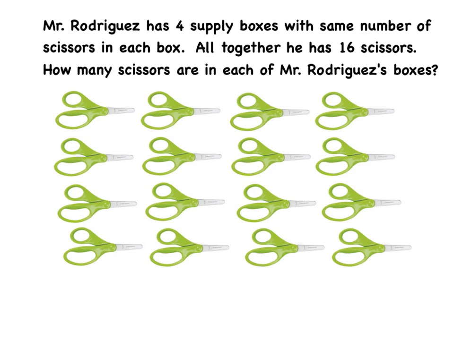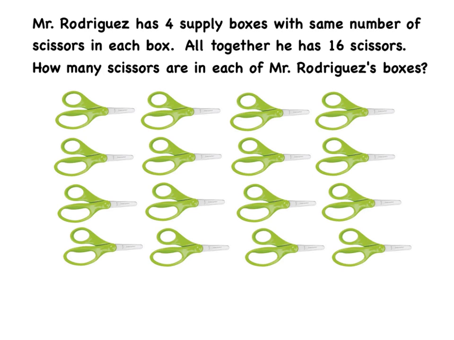So here's another division problem, and I want you to use the same process to analyze it and work through it. Let's read it together. Mr. Rodriguez has 4 supply boxes with the same number of scissors in each box. Altogether, he has 16 scissors. How many scissors are in each of Mr. Rodriguez's boxes?